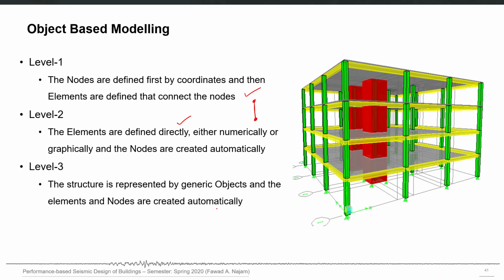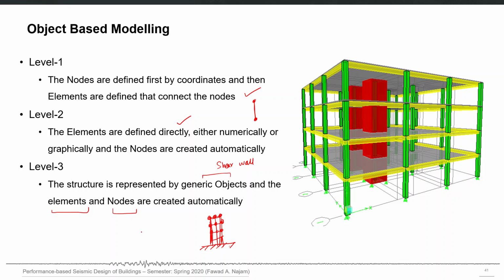Level 3 is that the structure is represented by generic objects, and the elements and nodes are created automatically. For example, let's define a generic element such as a shear wall, and the software will ask you to directly draw a shear wall, this one, let's say for 5 stories. You directly draw or define this shear wall, and the software will automatically create those shell elements and the nodes which are required to model this shear wall. For example, it will automatically mesh it into shell elements and create these nodes at each story level, which will be connecting these shell elements.